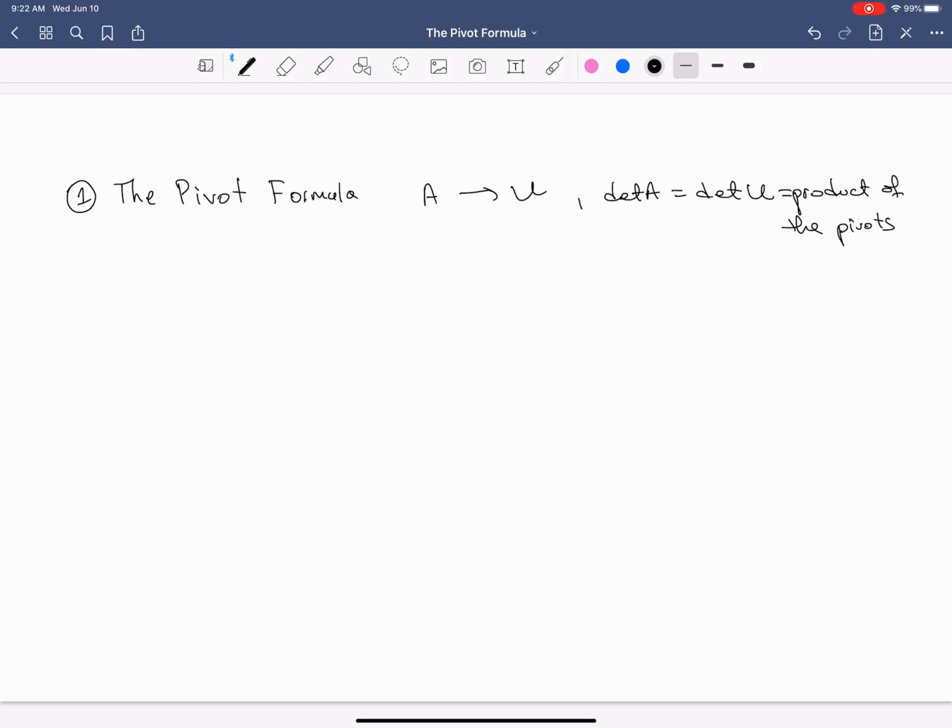Okay. Now, the second formula that we're going to be talking about today is what's called the big formula, and you'll see why that's the case. And this one involves permutations. And the third way of computing determinants will be using the cofactors or cofactor formula.